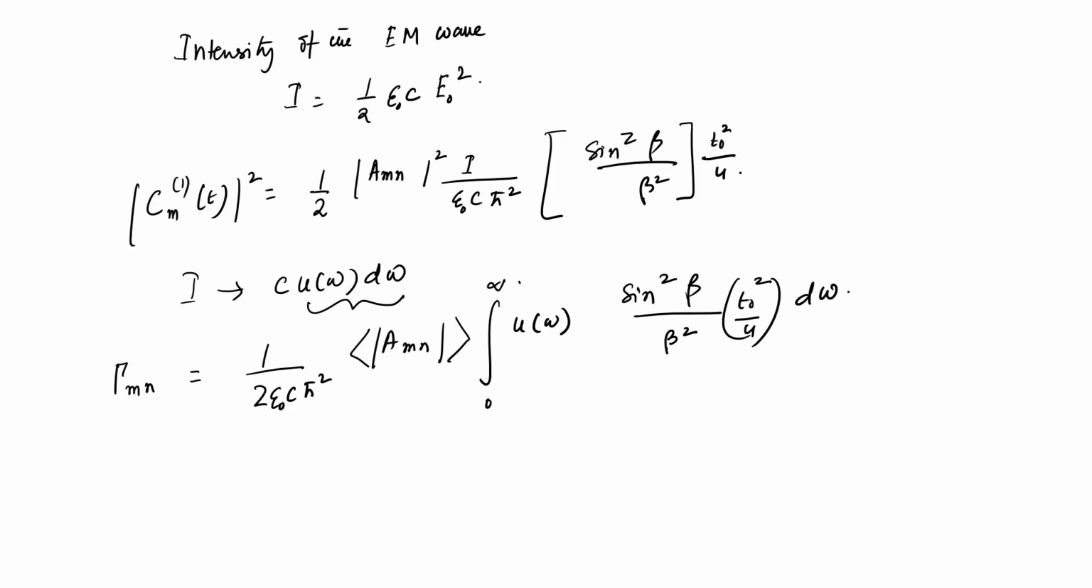Okay. So, let us go back and do a simpler problem, and the simpler problem is just a 2 level problem, where instead of m and n we will simply talk about levels 1 and 2. Okay. So, let us see what that gives. Time dependent perturbation theory for a 2 level problem.